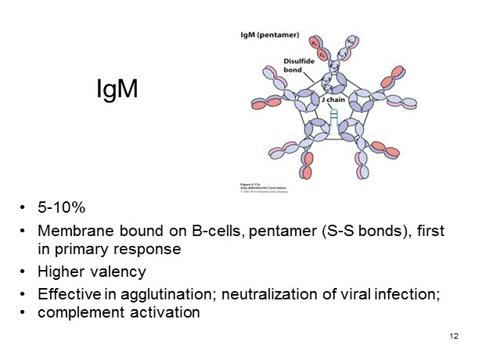IgM is the next most frequently encountered antibody. It's 5 to 10% of the total complement and is found either membrane bound on B cells or as a pentamer of 5 IgM molecules held together with disulfide bonds. IgM is the first antibody of the primary response, has a very high valency and is extremely effective in agglutination and neutralization of viral infection together with complement activation. The relevance of it being the first antibody to be found at the primary response we'll come on to later.